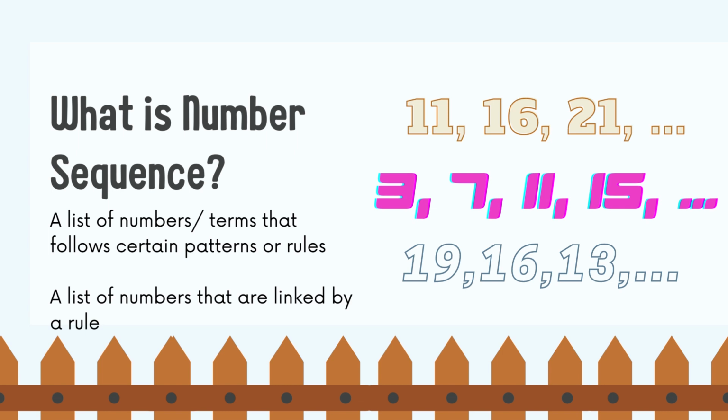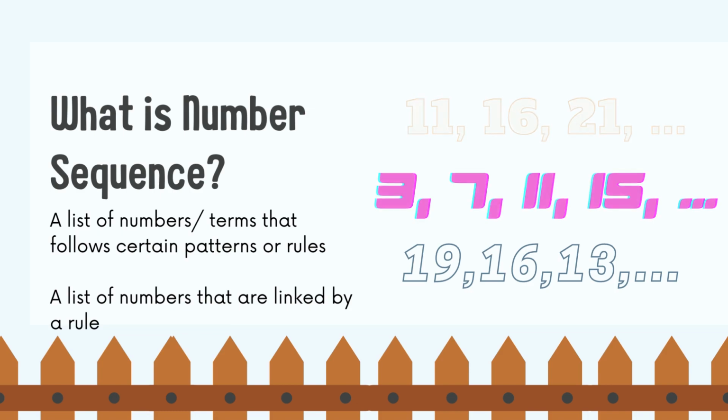Yes, plus 5. Term 1 is 11, and when you add 5, it will be term 2, 16. And then when you add 5 to 16, it will be term 3, 21. By knowing the rule, you will be able to find the next term. Let's say the next two terms, term 4 and term 5. Then 21, you add 5, that becomes term 4. It will be equal to 26. And then for term 5, 26 plus 5 becomes 31.